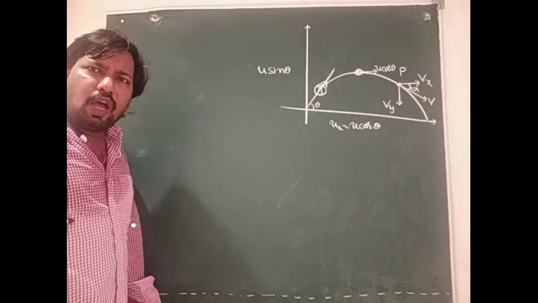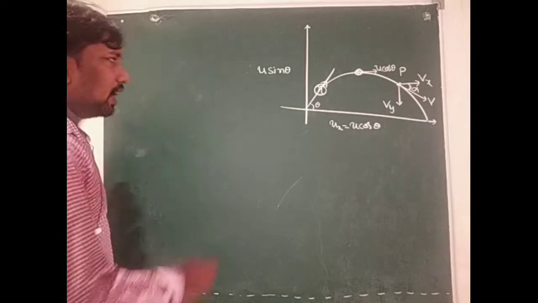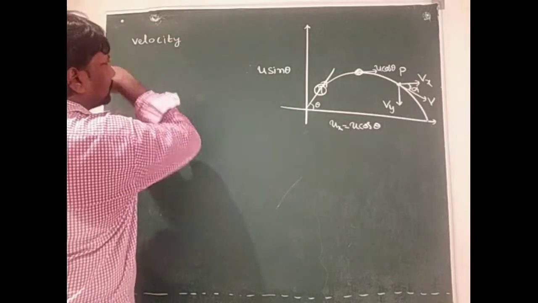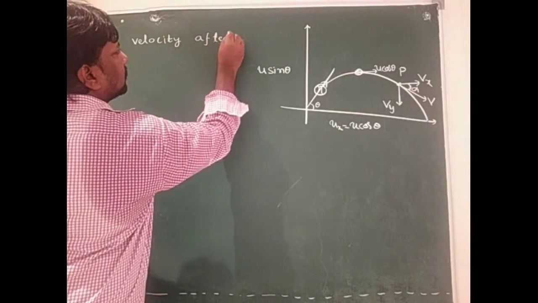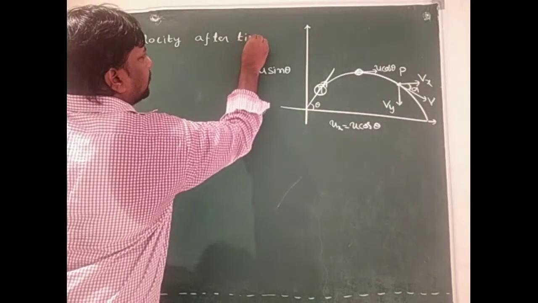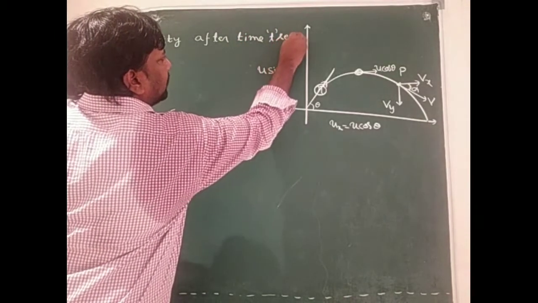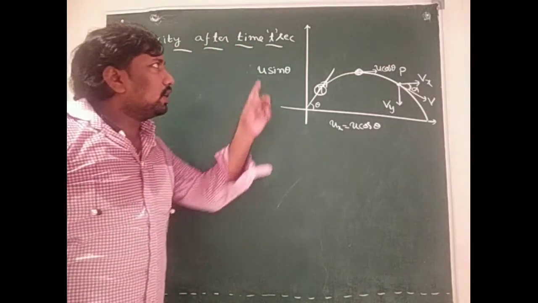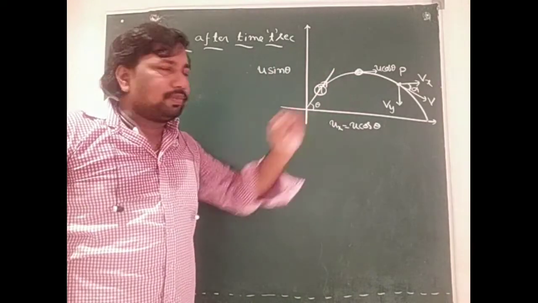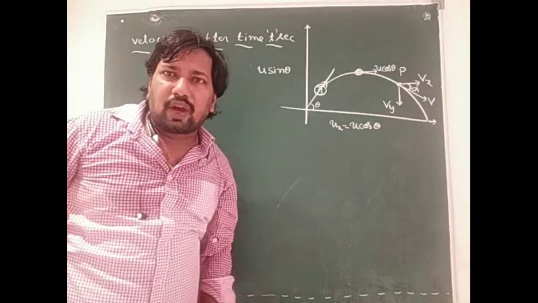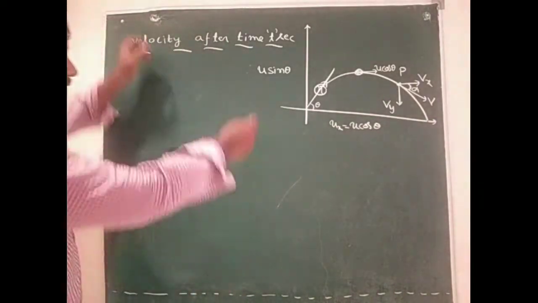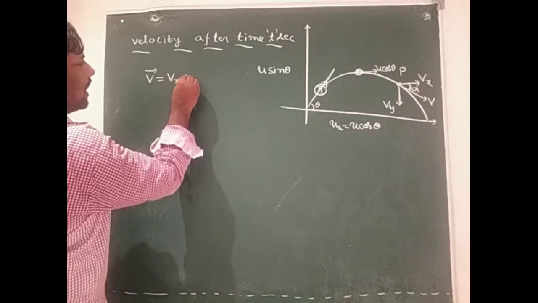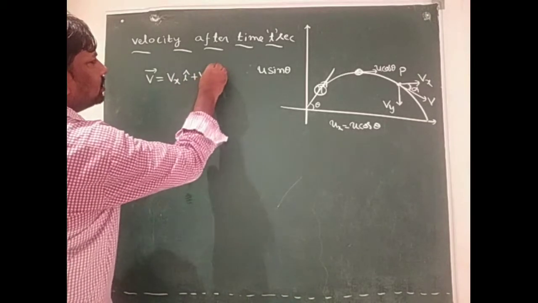Okay. Now, in the case of oblique projectile, velocity after time t seconds. So here, instantaneous velocity of the projectile at a time t seconds. So we can find out the magnitude of the v bar. So here in this case, v bar equal to vx i cap plus vy j cap.